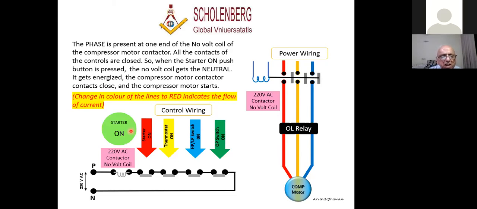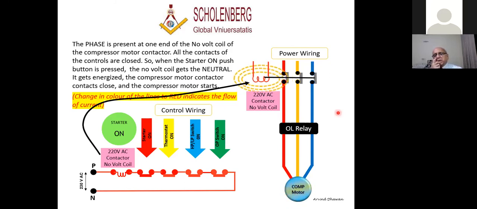Starter, I switch on the starter. What happens after I switch on the starter? The power from the phase comes here to this no volt coil. Here it comes. It passes through the no volt coil, then it passes through all the switch contacts. But the coil does not become a magnet till such time it gets the neutral. And once it gets the neutral, I showed it, it comes here, neutral, it becomes a magnet, and it pulls the contacts, and this motor starts.